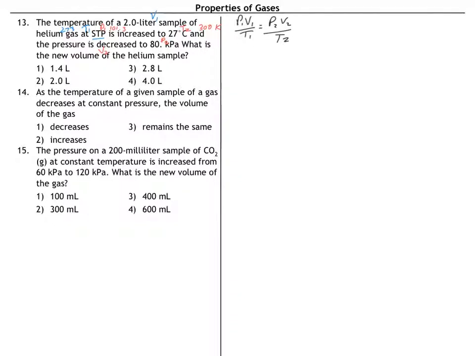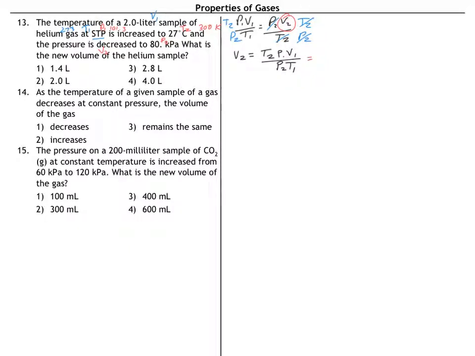So here's our standard equation. We're looking for V2, so let's isolate for that now. And my recommendation is to multiply both sides by T2 and divide both sides by P2. On the right-hand side, T2's cancel and P2's cancel. And our new transformed equation would be V2 equals T2 P1 V1 over P2 T1.